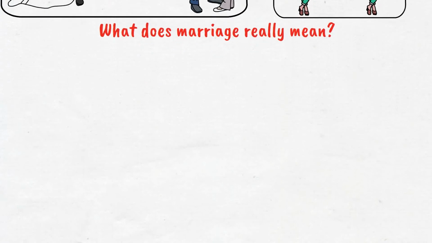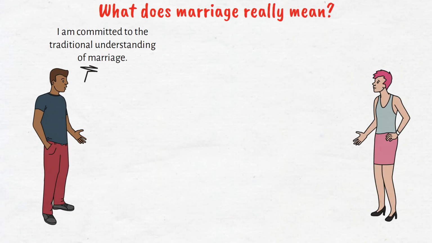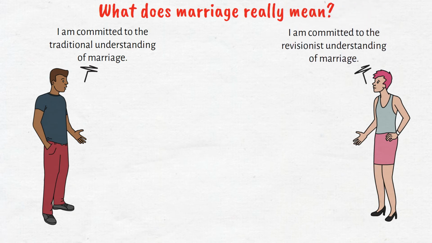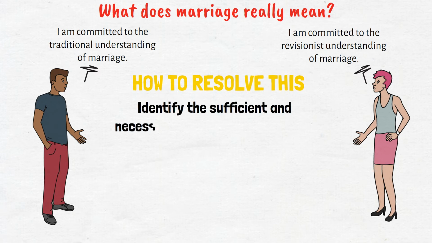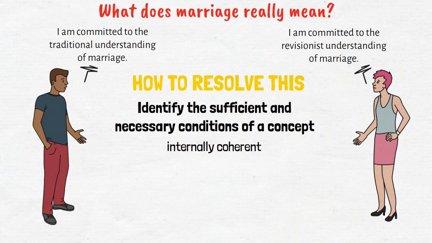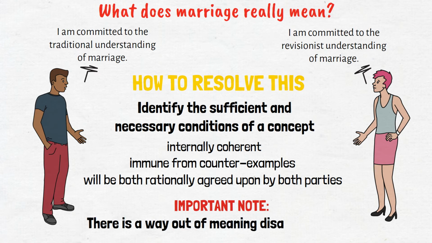Now, each side may stick with their understanding of a term, in which case a resolution is unlikely to instantly take place. The most illuminating way to resolve this kind of disagreement is to identify the sufficient and necessary conditions of a concept like marriage that would be internally coherent, immune from counterexamples, and rationally agreed upon by both parties. So while this kind of disagreement is difficult to resolve, there is a way out of such disagreements.